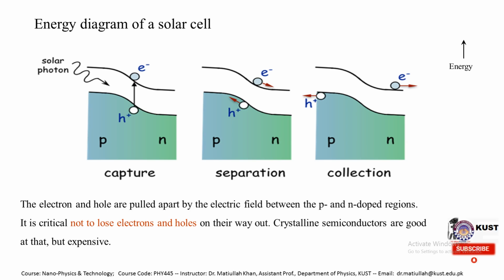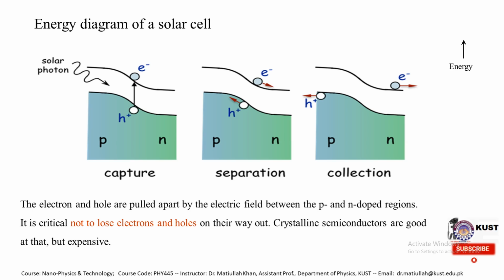If we have a solar photon, what happens? The electron and hole are pulled apart by the electric field between the p and n type. If we have a semiconductor material made from a p-n junction diode, there is a junction, and the solar photon, I mean the optical photon, is absorbed when its energy is equal to the band gap energy. So what happens? An electron is migrated to the conduction band, and a hole is created in the valence band.